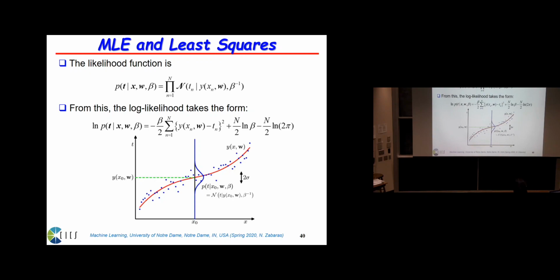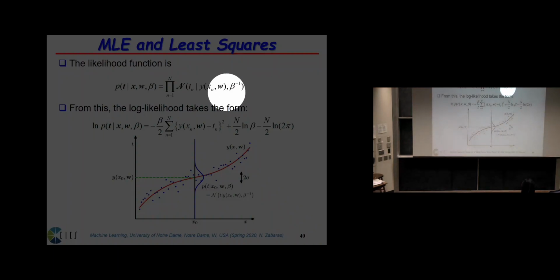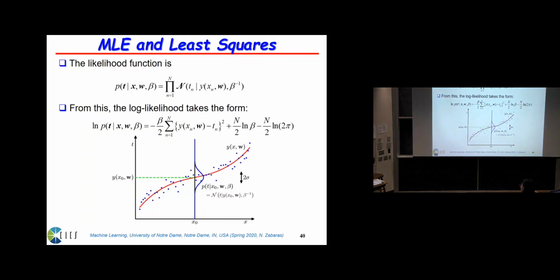Okay? And if you learn more about regression, if you somehow want to make this noise a function of the location x, the models that you get are called heteroscedastic models. Okay, so think of heteroscedastic as models where the noise changes with the location. Here, that's not what we have.